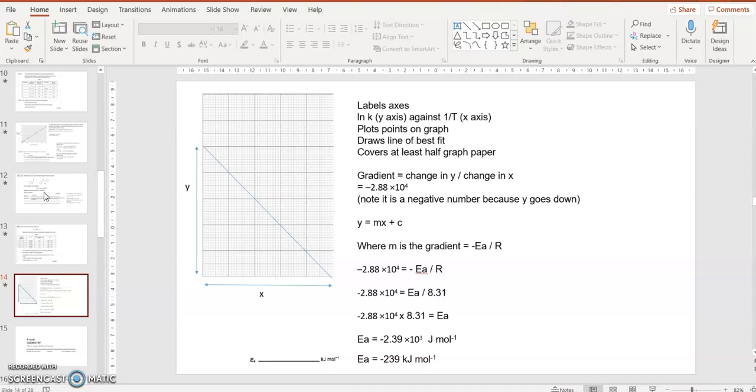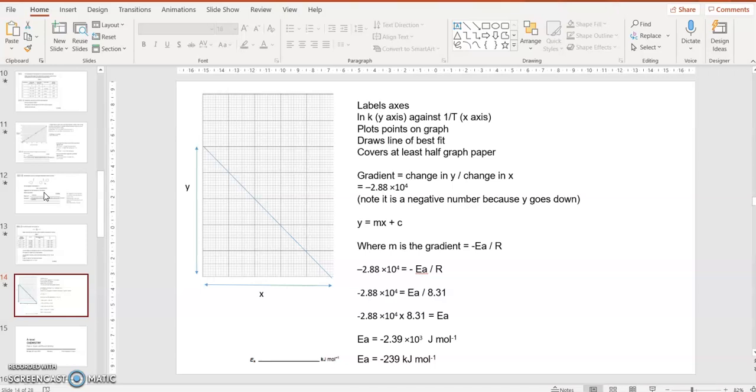When you get the gradient, it comes down, so that's minus. So your gradient in this case is minus 2.88 times 10 to the minus 4. When you plot it, that equals minus EA over R. Change the signs on both sides. EA over 8.31, which is R, equals 2.88 times 10 to the power of 4. Multiply the two numbers together, and you end up with the activation energy in joules per mole. That should be positive, by the way. The sign's wrong on that. It's a positive activation energy.